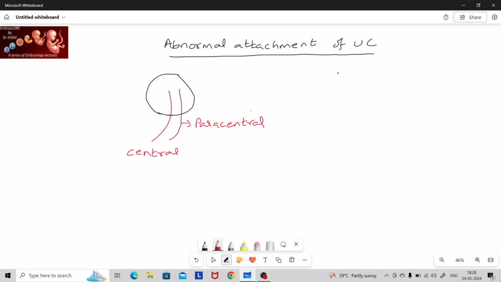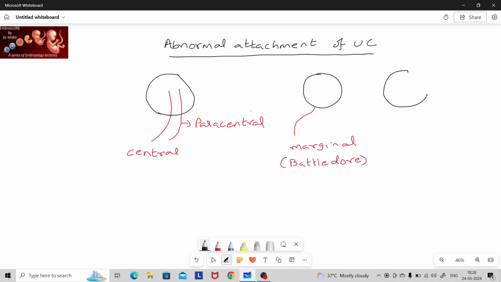Okay, so now come the abnormal attachments one by one. First of all, this is the placenta, and here there will be the marginal attachment of the umbilical cord. So here we will call it the marginal attachment, also called battledore placenta. And now the next type of abnormal attachment, it is called the furcate.